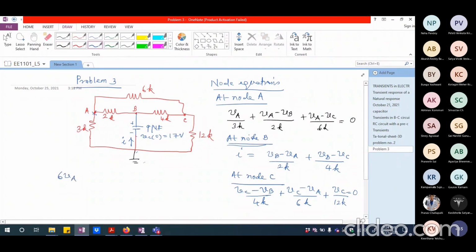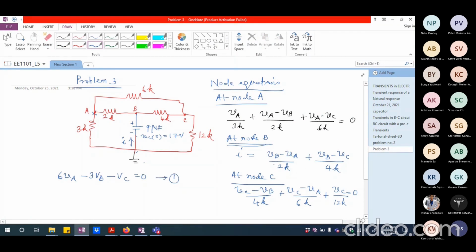Okay, and then again, let me take a common denominator. We had taken a 6, right? So VB, this is 3 VB and there is no other VB. So this is 3 VB. Then VC I have only 1, so minus VC equal to 0. Okay, fine. This is equation number 1. So this is at node A.